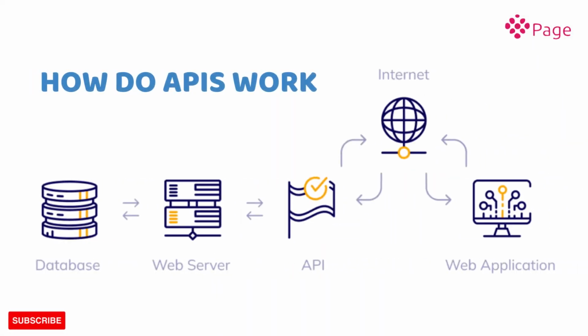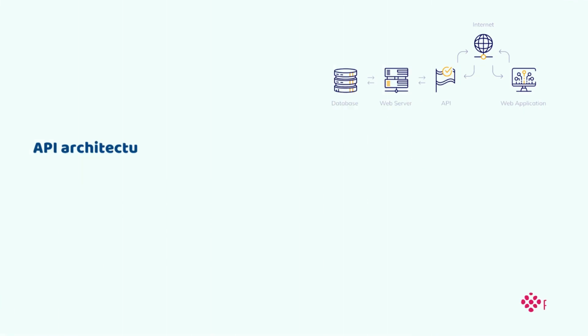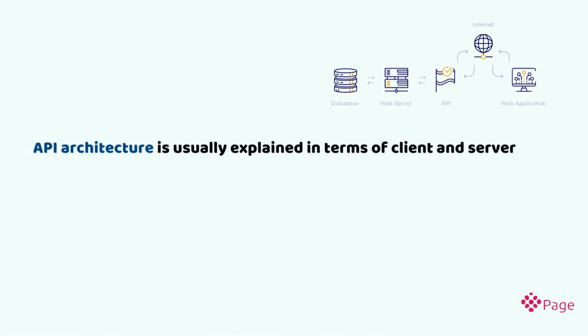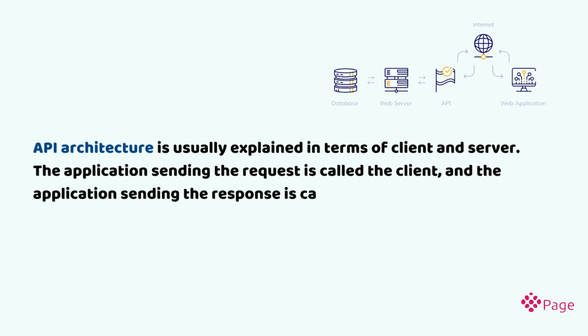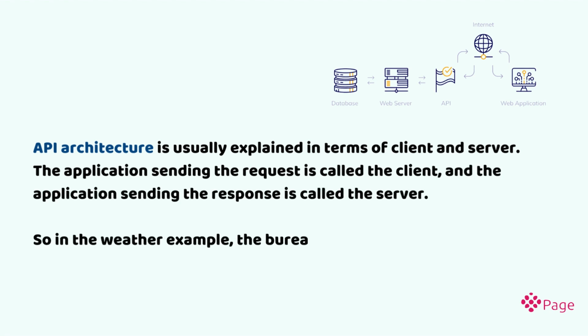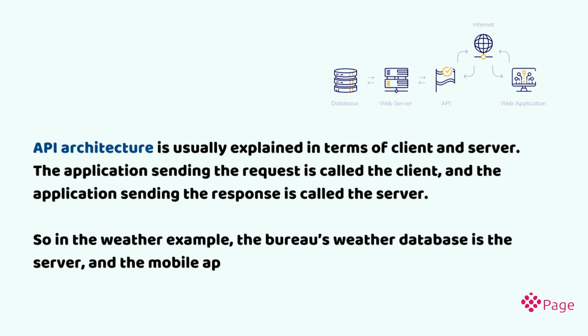How do APIs work? API architecture is usually explained in terms of client and server. The application sending the request is called the client, and the application sending the response is called the server. So in the weather example, the Bureau's weather database is the server, and the mobile app is the client.